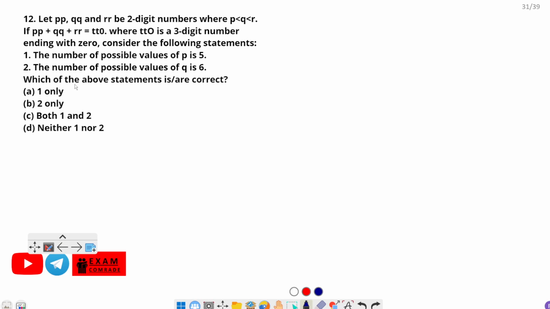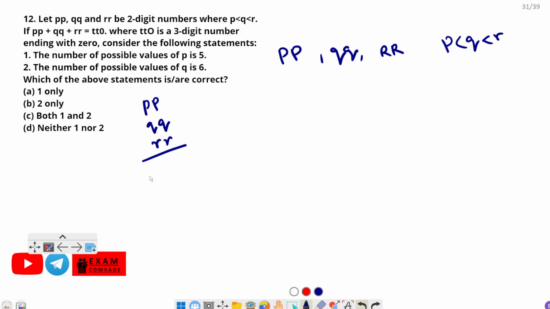Next question: PP, QQ, RR are 2-digit numbers, and P less than Q less than R. This is also a very lengthy question, but we will try to solve it in the least possible way. PP plus QQ plus RR is equal to TT0. P plus q plus r is not 0.